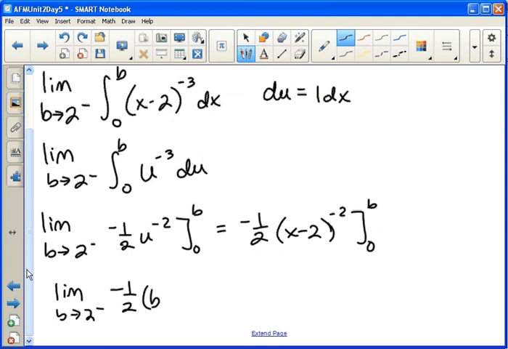Minus, plug in the 0. So I get minus a negative 1/2, which is why I have that. Okay, this one's probably just going to be simpler to do in our calculator. So let's pull that up.